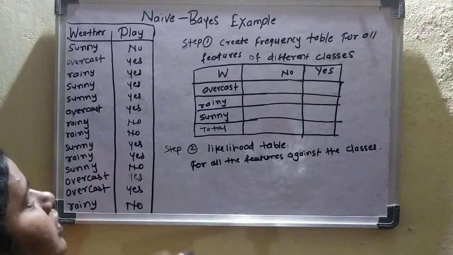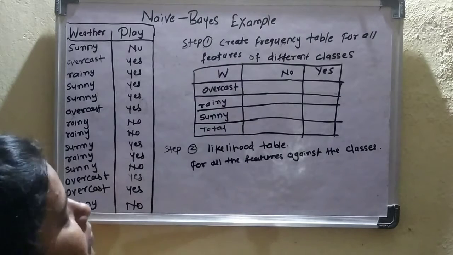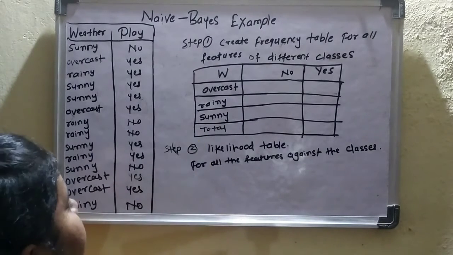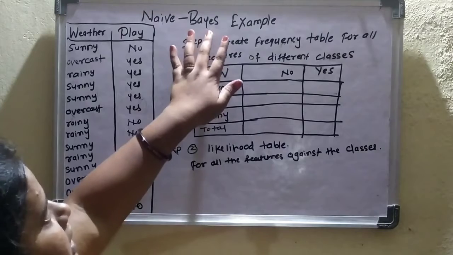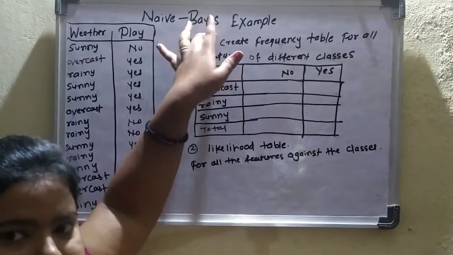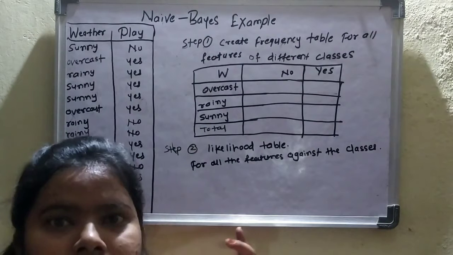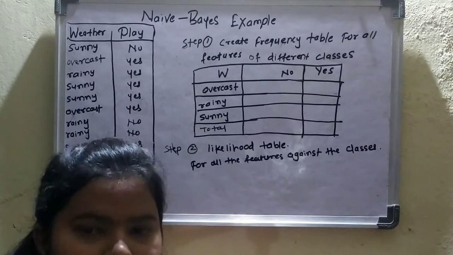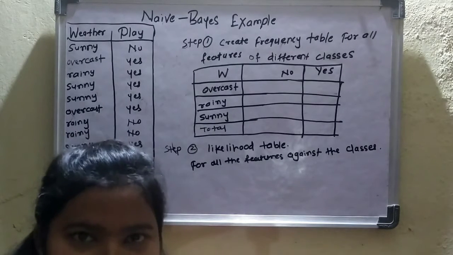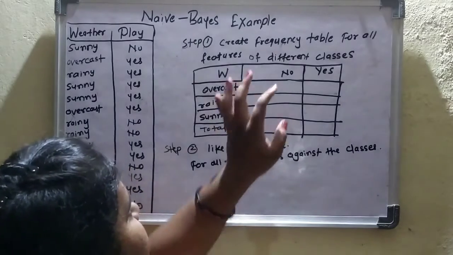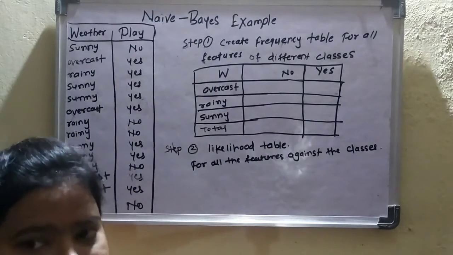So today we will be going to see the naive Bayes example. In the previous video we have already seen what is meant by the naive Bayes algorithm, and we have covered the theoretical point of naive Bayes. What are the different types? What are the examples? What are the types of the algorithm? What are the explanation and theoretical concept of the naive Bayes algorithm? In today's video we will be going to see a numerical example.